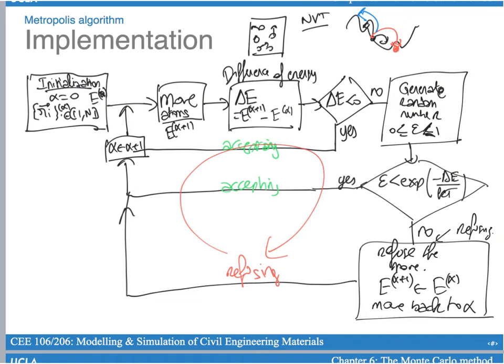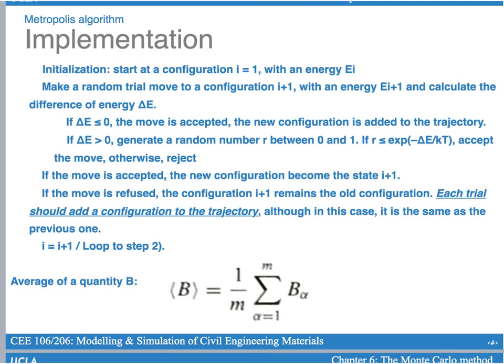the average pressure, etc. So just to put this into words, this is what the algorithm would look like. You start by initializing with a given initial configuration at step one or step zero with an initial energy. You make a trial move, which in the case of atoms would be just to move one or several atoms. After you move the atoms, you go to a new configuration, I plus one. You can calculate its new energy, and based on this the difference of energy.